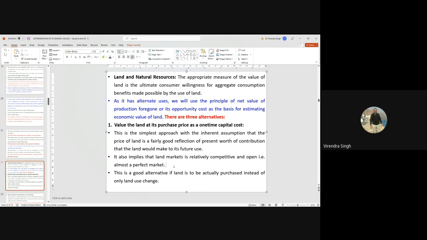This is a good alternative if land is actually to be purchased, instead of only a land use change. So this can be used in such cases.